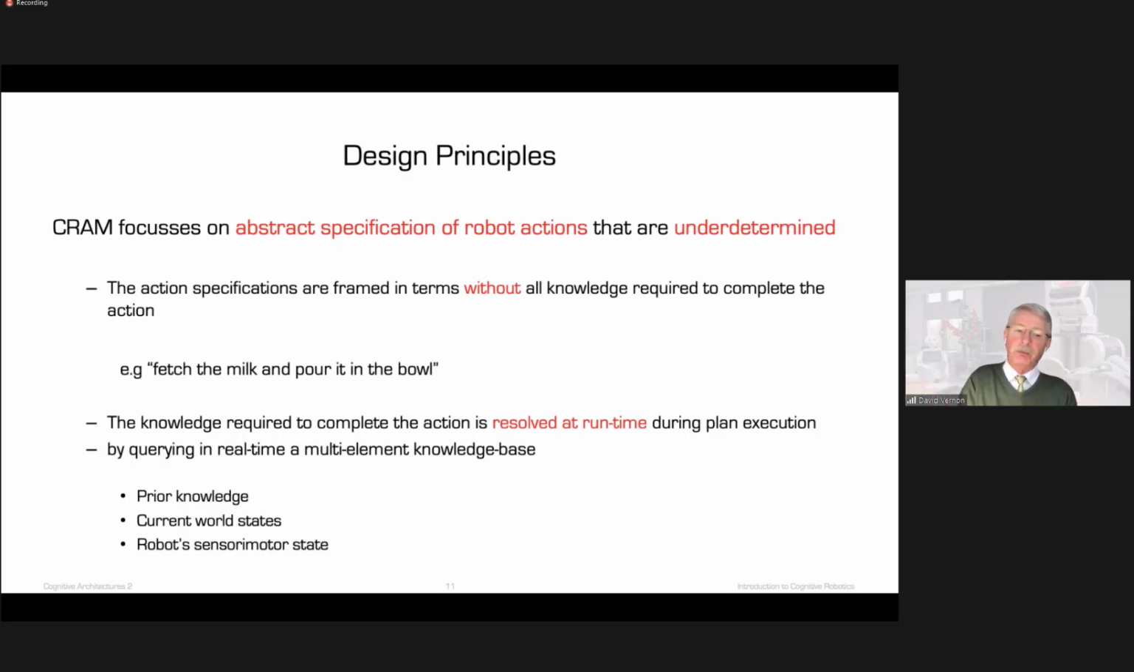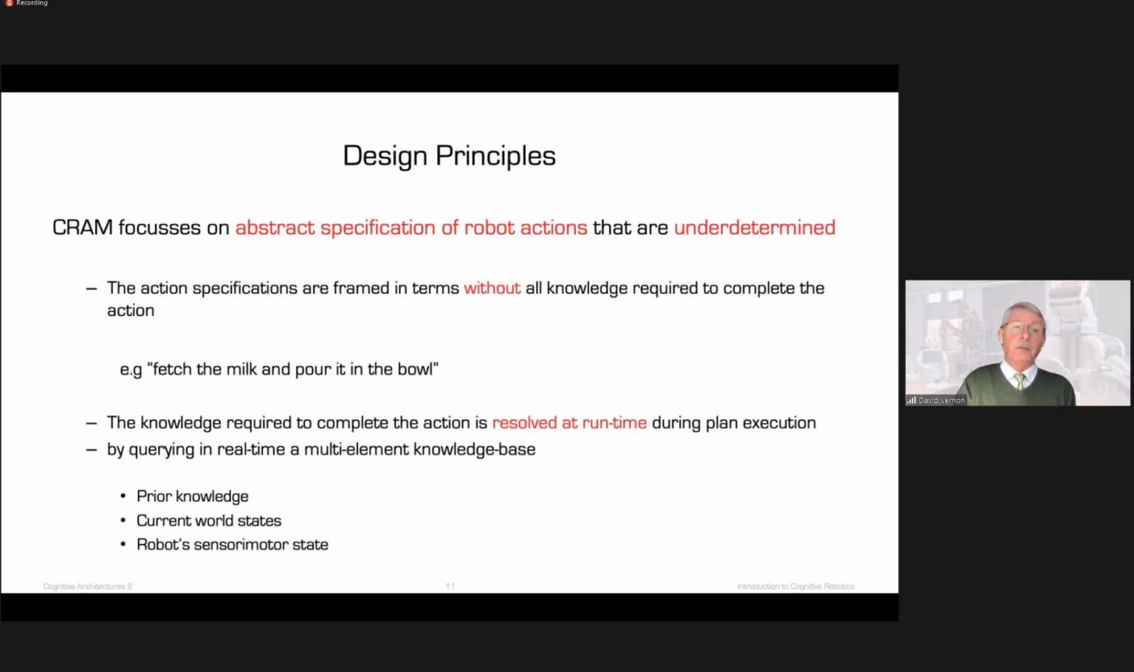But there is prior knowledge which is embedded in it. There's also knowledge about the current world states. And of course, then there's also knowledge about the robot's current sensory motor state. So all of this knowledge is encapsulated and made available to the plan executive as it's carrying out the plan, which is going to fetch the milk and pour it into the bowl.